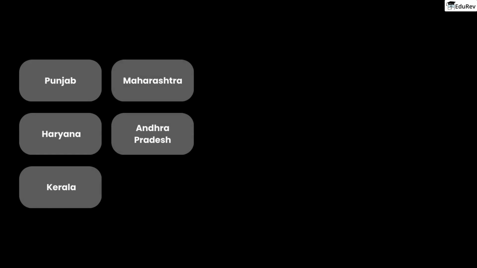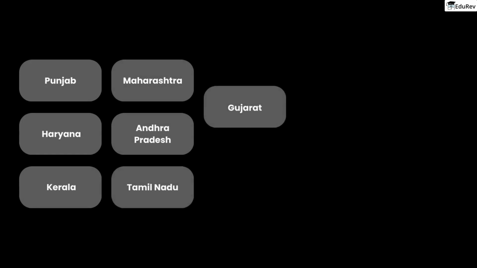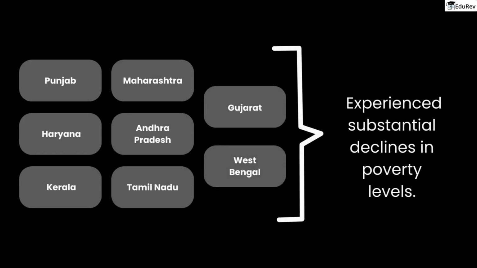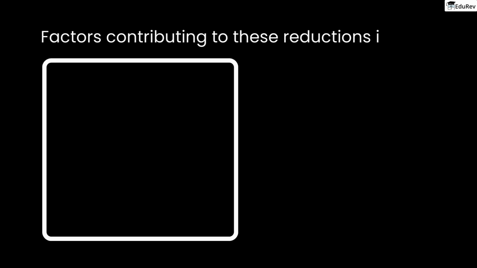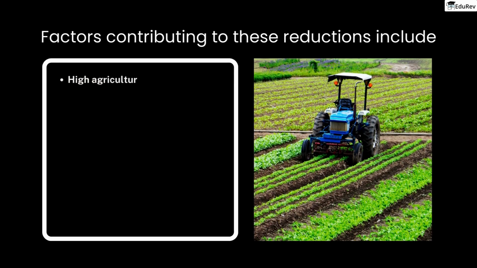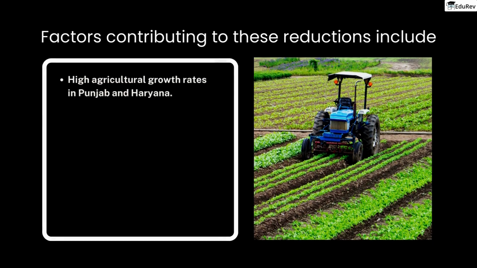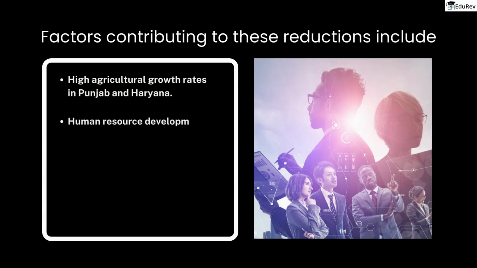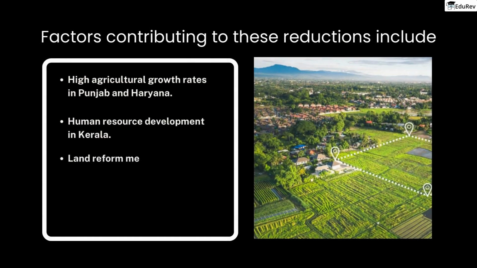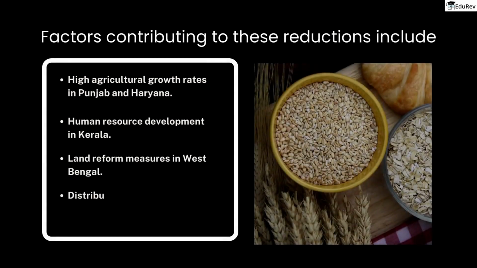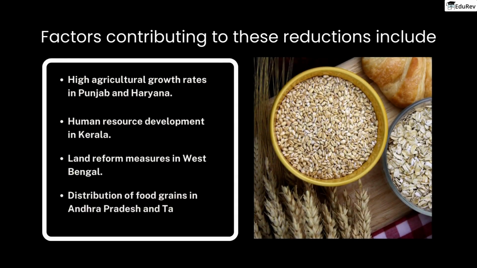In contrast, states like Punjab, Haryana, Kerala, Maharashtra, Andhra Pradesh, Tamil Nadu, Gujarat, and West Bengal have experienced substantial declines in poverty levels. Factors contributing to these reductions include high agricultural growth rates in Punjab and Haryana, human resource development in Kerala, land reform measures in West Bengal, and public distribution of food grains in Andhra Pradesh and Tamil Nadu.